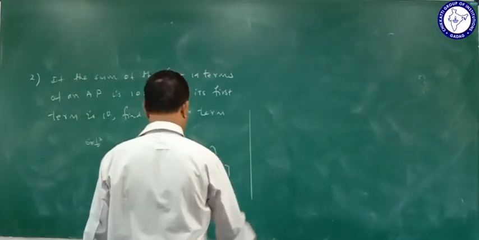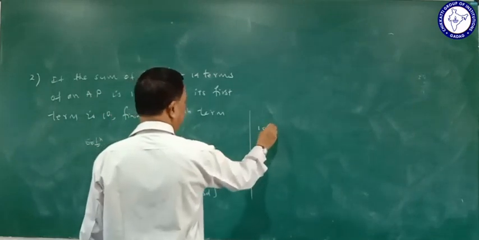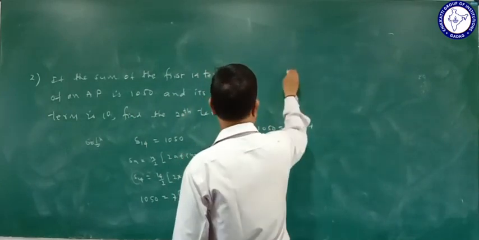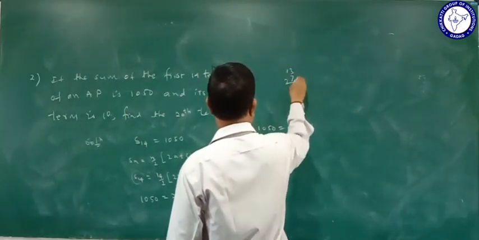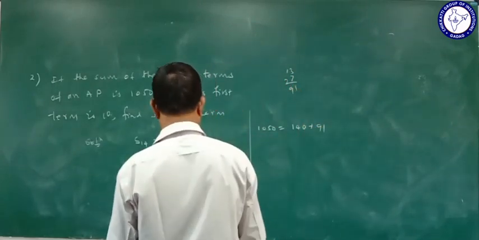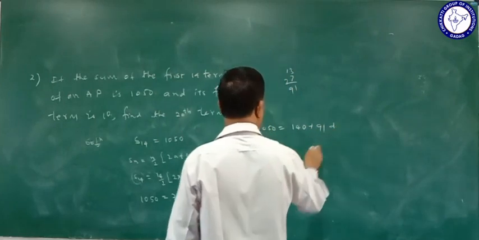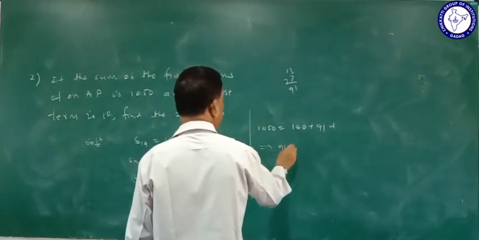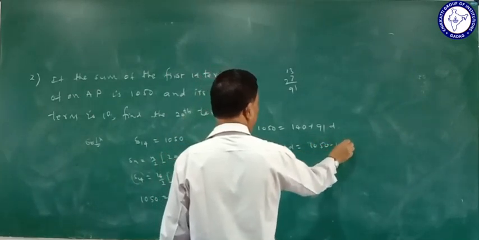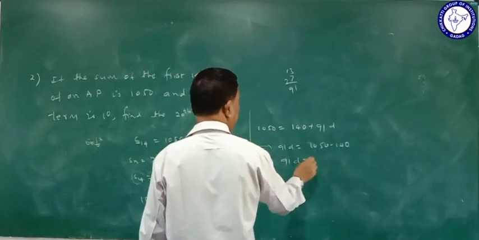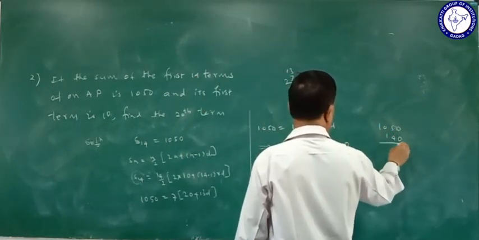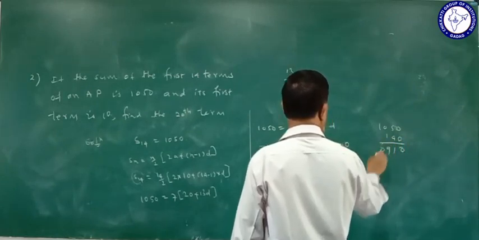See how we will calculate the d value here. 1050 is equal to 140 plus 13 into 7, which is 91d. So this implies 91d is equal to 1050 minus 140. You have to subtract 140 from 1050, so 91d is equal to 910.